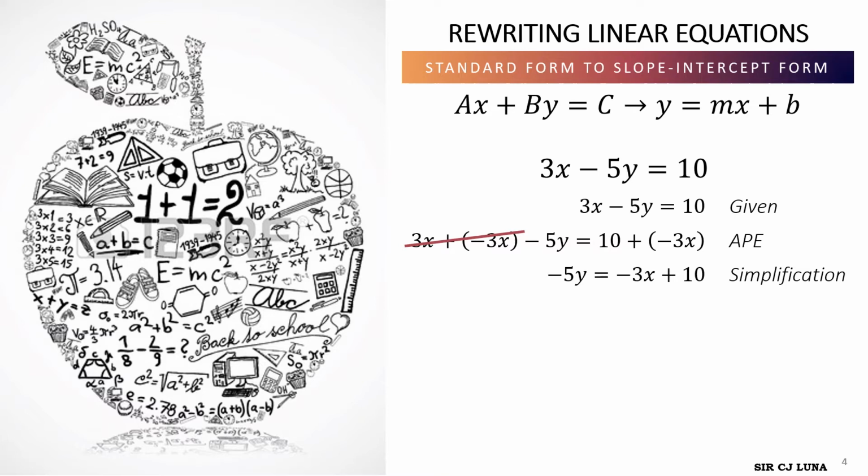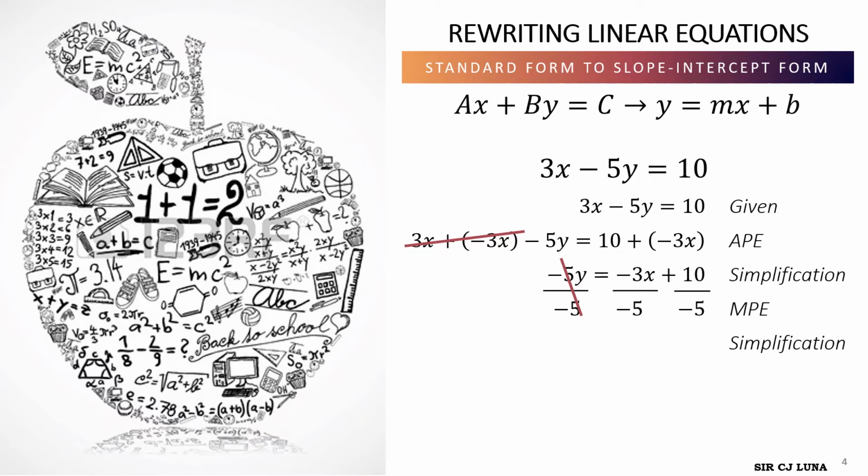Okay? Pero hindi pa to yung ating slope-intercept form, although nasa left side na yung y natin. Kasi, kailangan ang coefficient ng y natin ay positive 1 lang. So, ito ay negative 5. So, paano natin gagawin positive 1 yung negative 5? We will do multiplication property of equality. We will multiply negative 1/5 to the whole equation. Or we can also divide the whole equation by negative 5 para makancel yung negative 5.